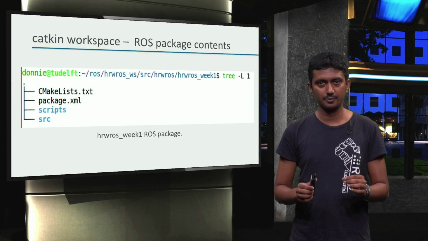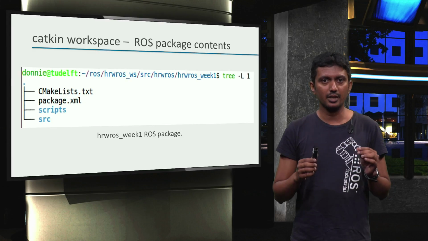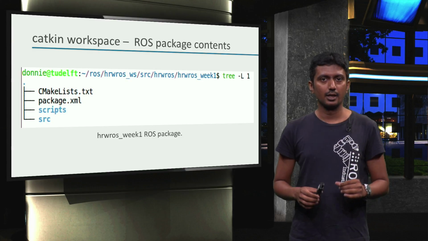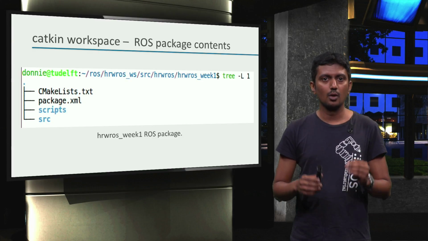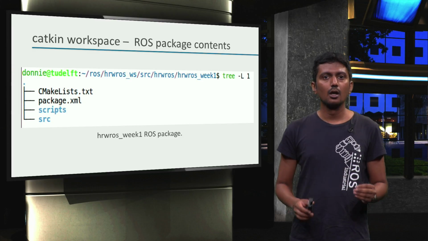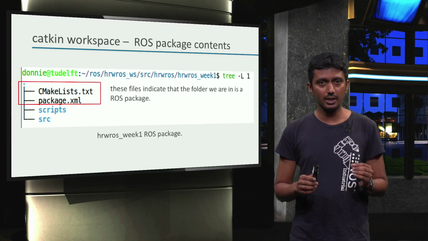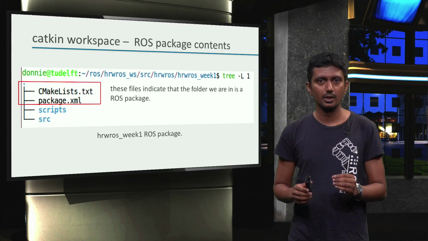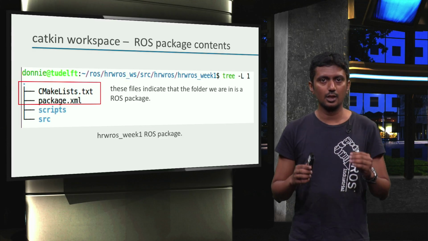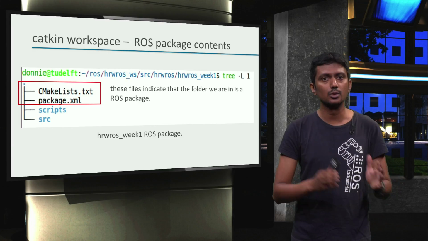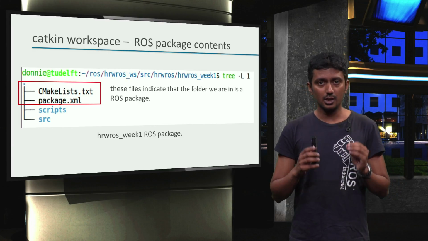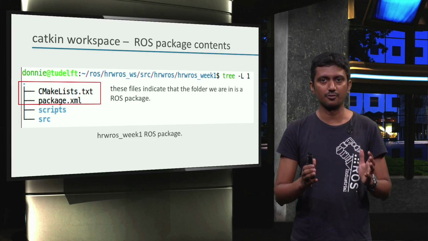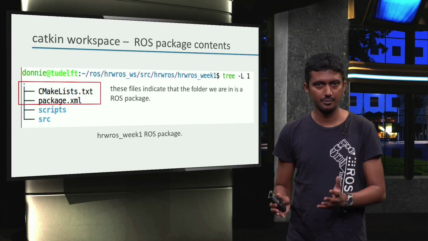HRW-ROS_week1 ROS package. The package contains the implementations of all functionalities that we developed during this week of our course. As we go along the course, we will develop one ROS package per week. Notice that there are two files, namely cmakelists.txt and package.xml. The presence of these two files is what makes a normal folder into a ROS package. We will cover the contents of package.xml very shortly, and we will cover the contents of the cmakelists file at a later point when it is necessary.